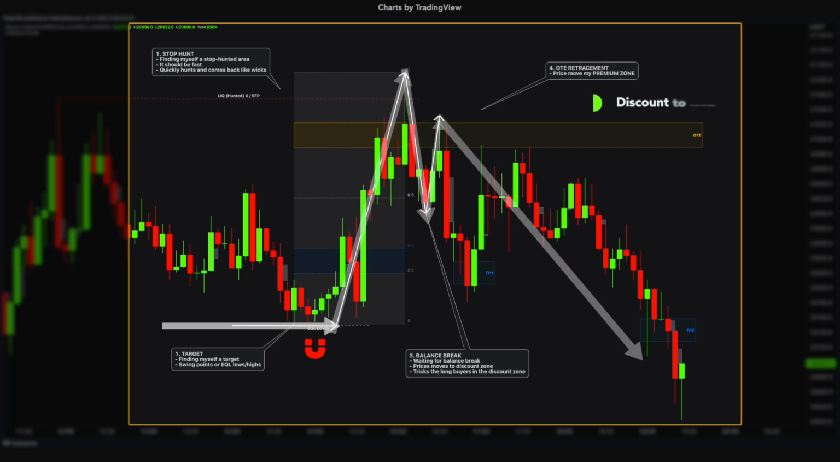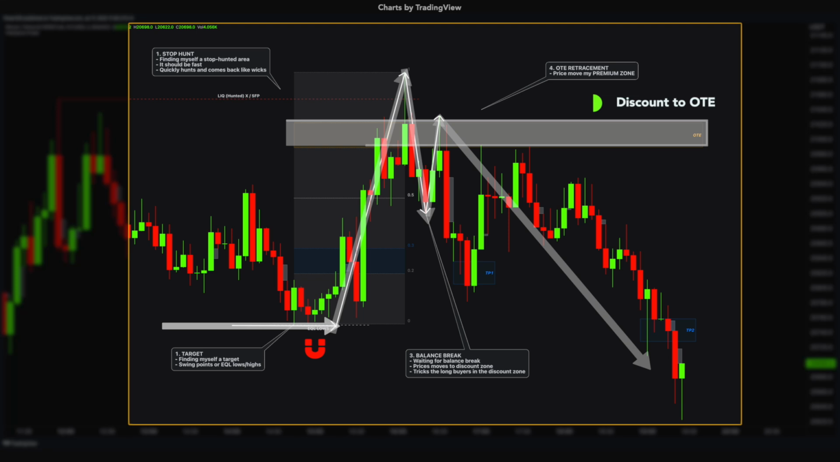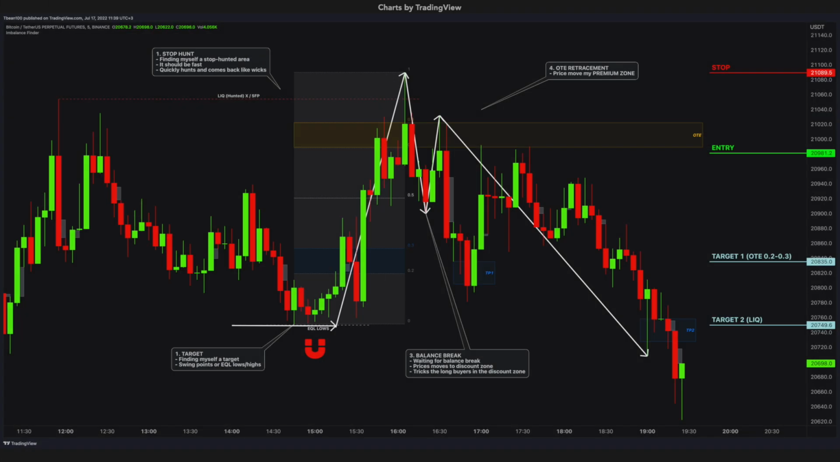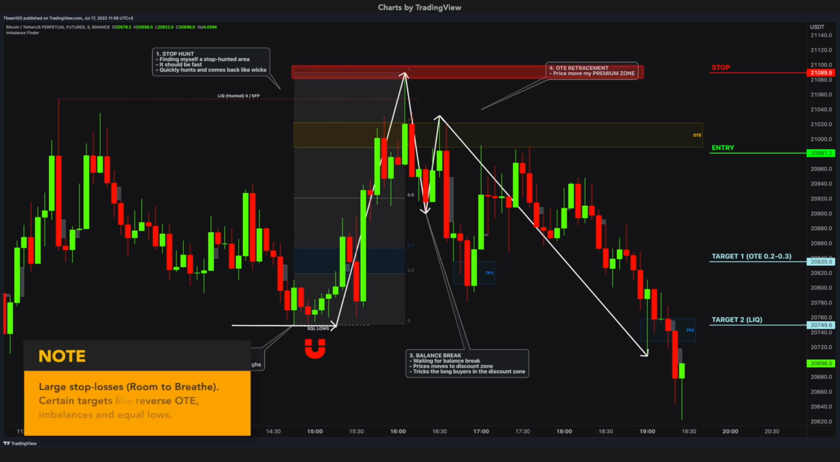Step 4. Wait for the price move to the premium zone. You can use anything here: optimal trade entry, breaker blocks, imbalances, or order blocks. My stop loss point is the previous swing high. I would like to give room for my trades, especially nowadays. It's quite dangerous.